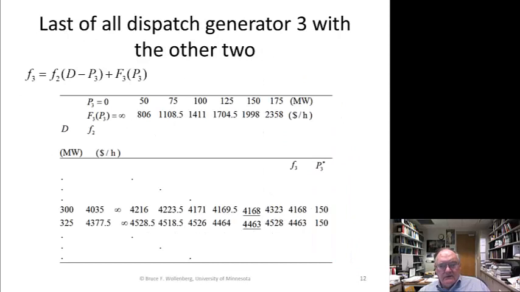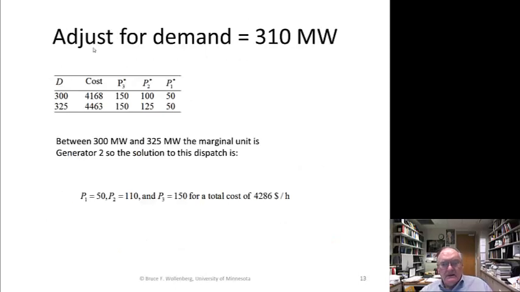Then I do a similar thing here with F3 as being F2, which I just generated, D minus P3 plus F3 of P3. So here's P3, and I draw examples down here. Now I only really want a D. I want it for 310 in this problem, and so I'm just going to generate these two numbers over here, and there's the F3 and there's the P3. So I have that developed, and then I know the cost, and so now I can work my way back and say what the output of these should be.